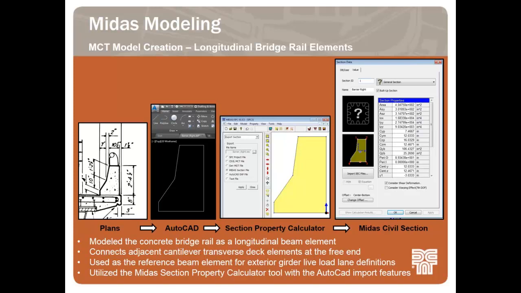The photos in this slide show how you can use the Midas section property calculator tool to go from what's shown on the plans, then draw it in AutoCAD, and then import the AutoCAD drawing into the Midas section property calculator and create a Midas section, which can then be exported and imported into the Midas Civil section definition, which is shown on the far right.